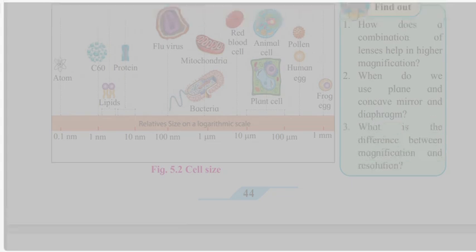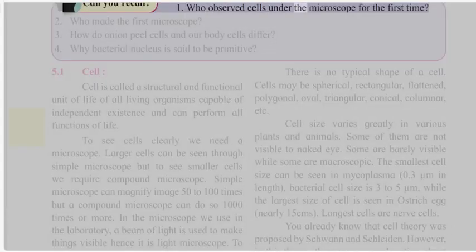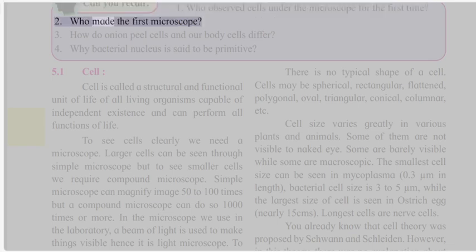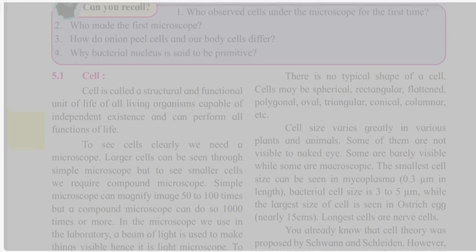Find out. 1. Who observed cells under the microscope for the first time? 2. Who made the first microscope? 3. How do onion peel cells and our body cells differ? 4. Why is the bacterial nucleus said to be primitive? Can you recall?